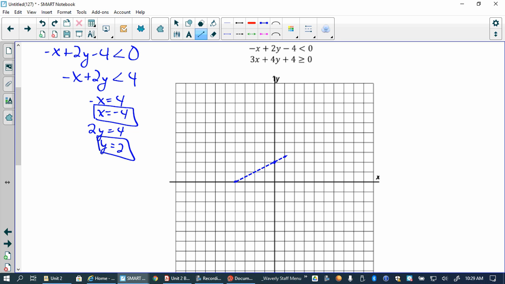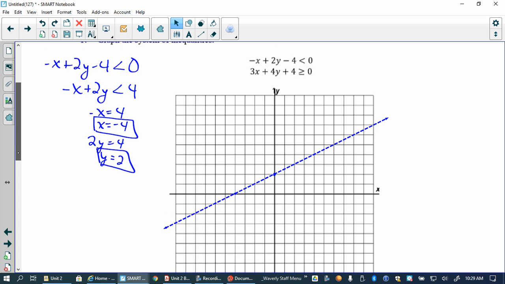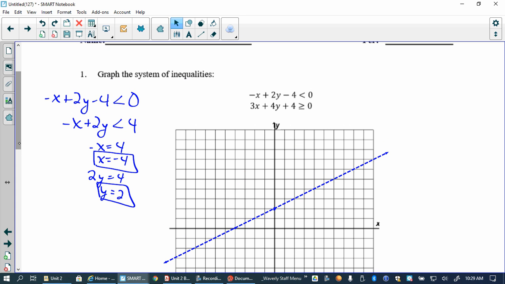Now, which way would we be shading this one? Do you see a positive y term here? And the less than following it, so which way would it get shaded? Below, but let's wait on that a little bit. Let's go ahead and put the other one in. Let's do 3.